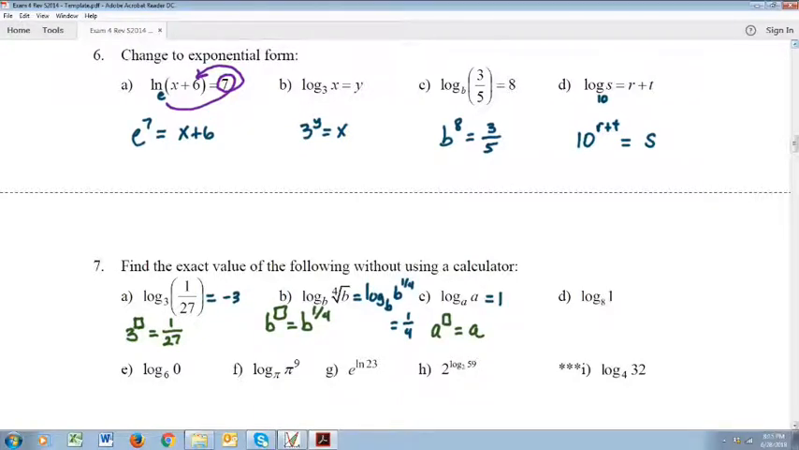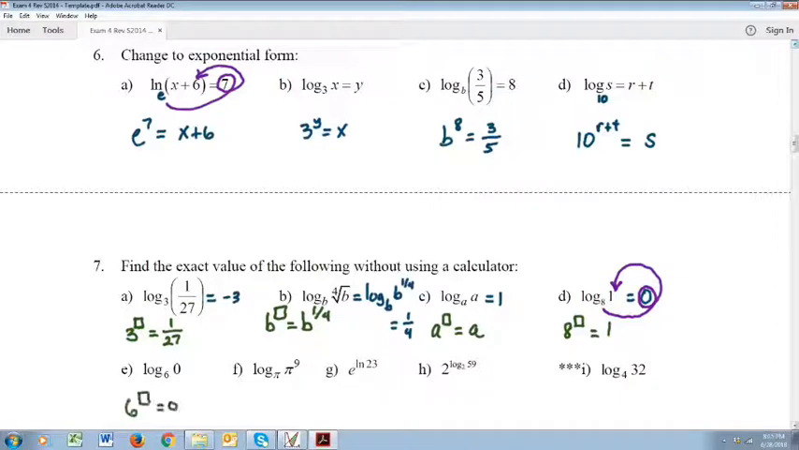On letter D, again, the logarithm represents an exponent. It's the exponent you put on a base of 8 to get 1. And of course, anything to the 0 power would be 1, so this is the exponent 0. By the way, you can also check these. If you take 8 to the 0 power, that does equal 1.